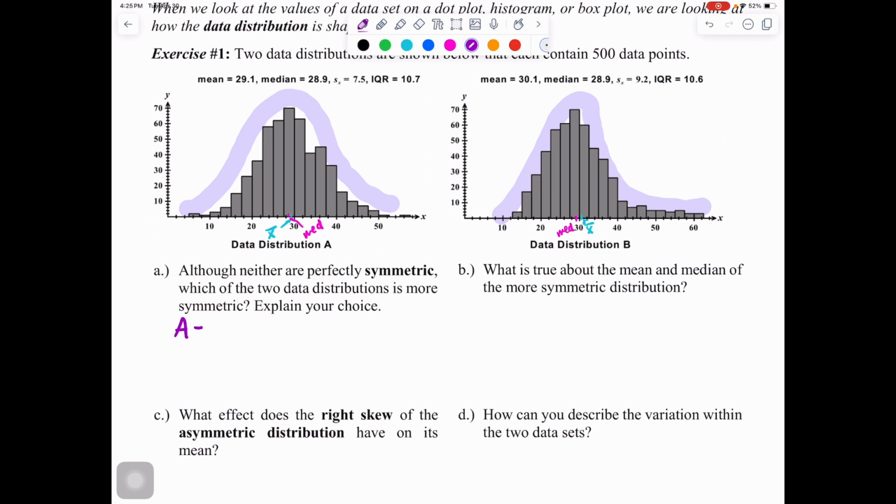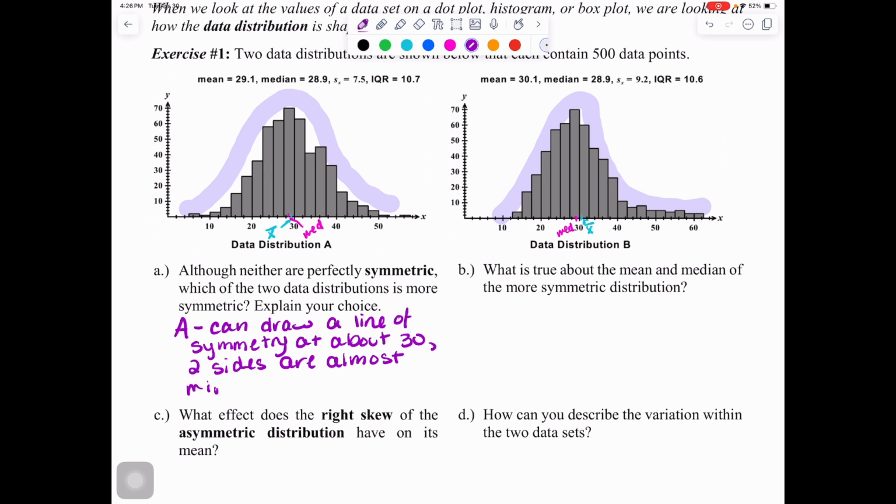So we'll say A, and that's because we can draw a line of symmetry at about, I'd say, 30 or near there. And the two sides are almost mirror images. So that's definitely the more symmetric one.